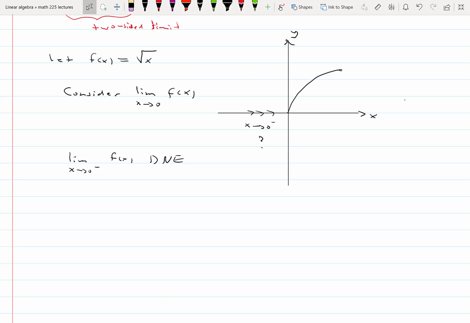So the two-sided limit can't possibly exist, even though as x approaches 0 from the right, the function y values do tend to 0. The limit as x approaches 0 from the right is the limit as x gets small of the square root of x, and as x gets small, the square root gets small. Okay, so the limit, the two-sided limit, does not exist.